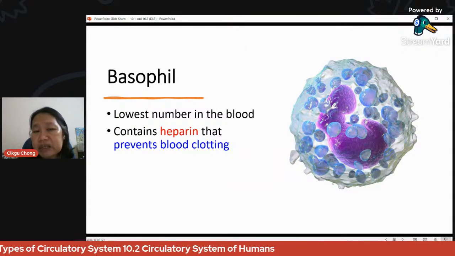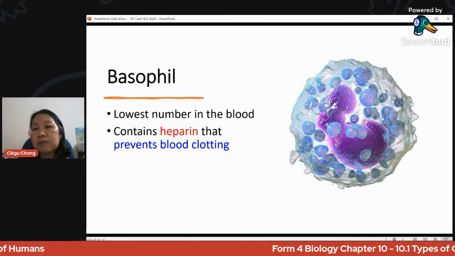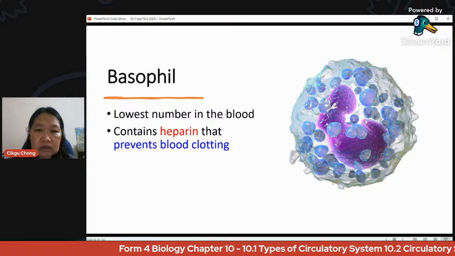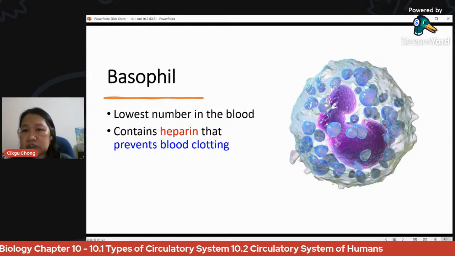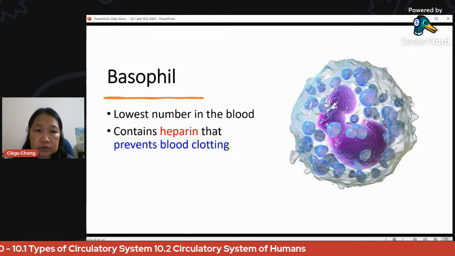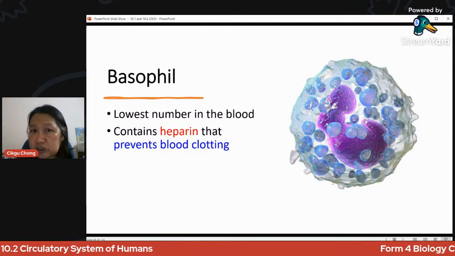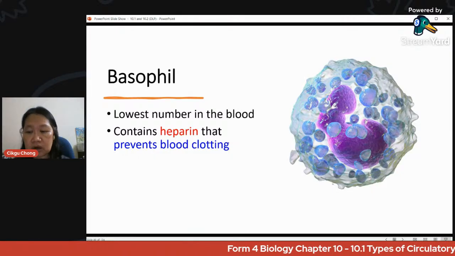Okay, now why do we prevent blood clotting? For a blood vessel with no injury, your system should not be clotting, because if it clots by itself, that means your blood cannot deliver oxygen to the body cells and so on. So the cells will ultimately die. So heparin is to prevent blood clotting when there's no injury. When there's no injury, your blood should not clot.